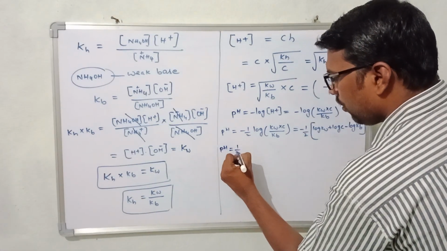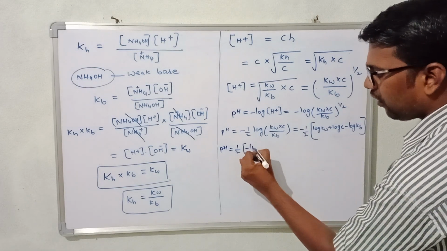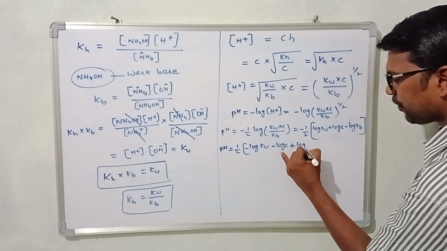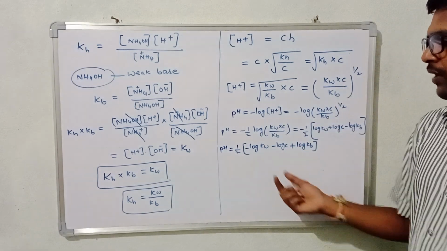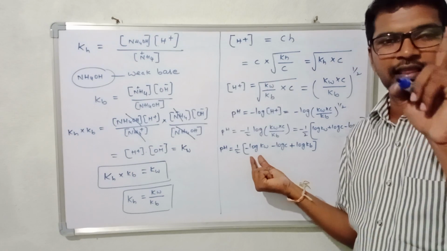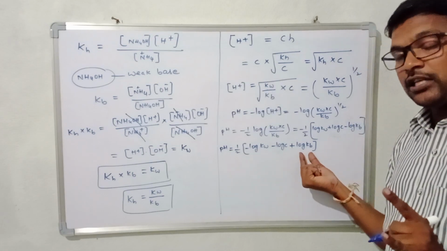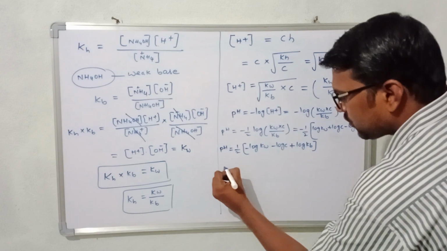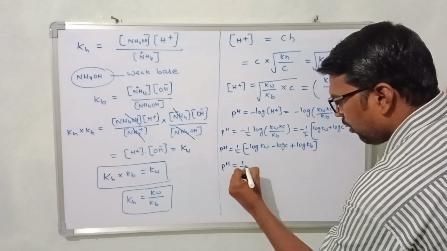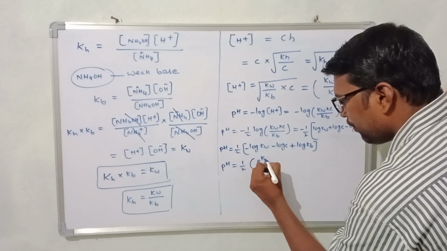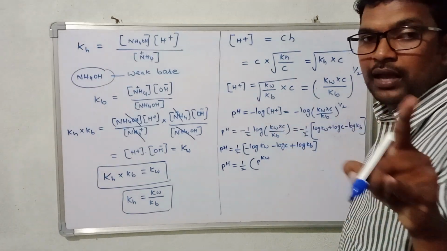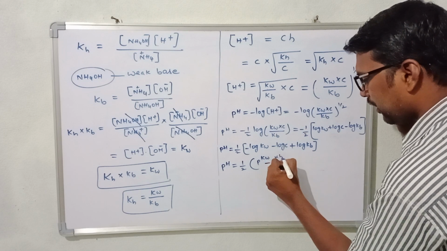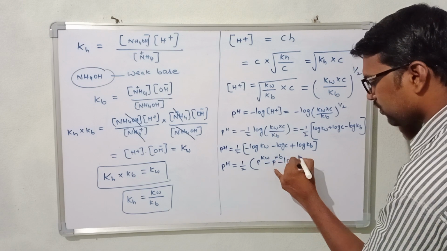Then pH is equal to one half of, and here you see minus log Kw minus log C, minus into minus gives plus log Kb. From this you see minus log Kw is nothing but pKw. Here log Kb is present, and pKb is equal to minus log Kb. Here plus is present, but you write minus. So in place of this we write pKw, and in place of this it is actually pKb equal to minus log Kb, but here plus is present, that's why we write minus pKb, and the remaining is minus log C.